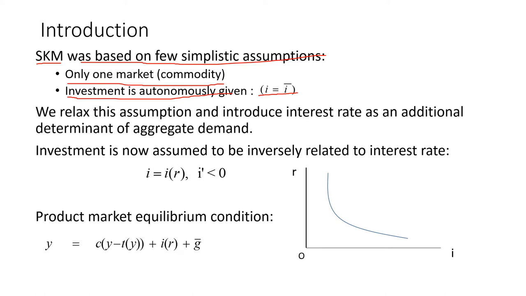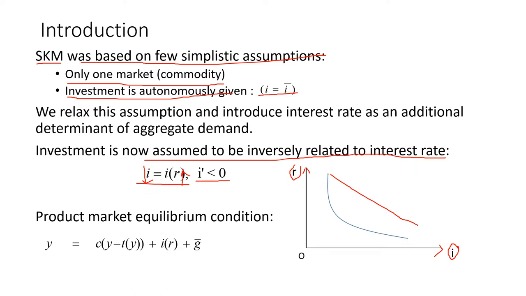But here we are going to relax that assumption. We are going to introduce a more general investment function, where we assume investment as a function of the rate of interest, R. The relationship is assumed to be negative. That means if R increases, if the rate of interest increases, then investment will fall. If you plot this in a graph where you measure investment horizontally and rate of interest vertically, you get a downward sloping curve like this. You can draw a linear or a non-linear function. That is not our concern at this moment.